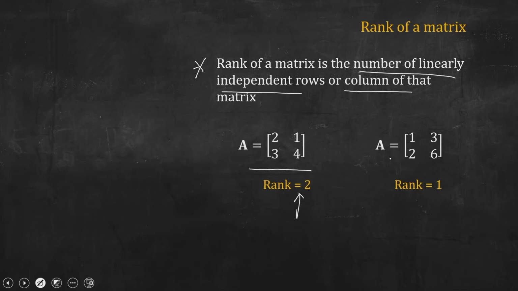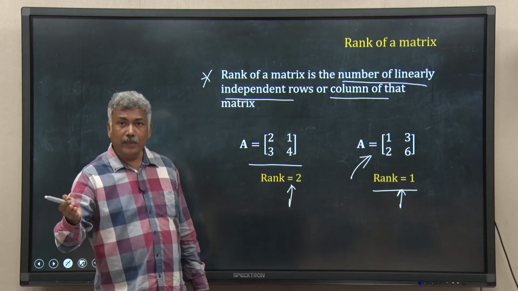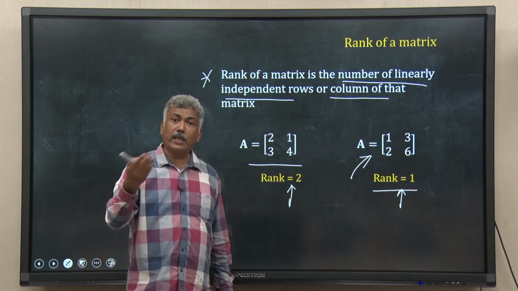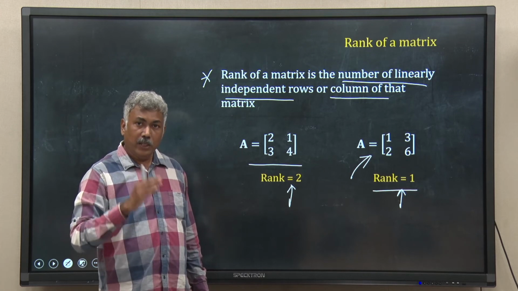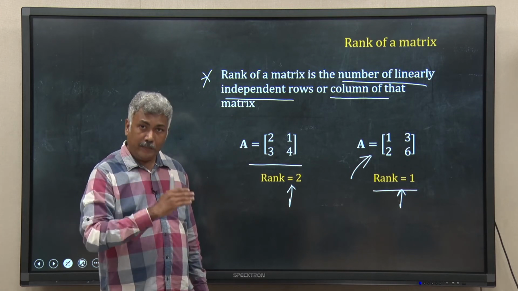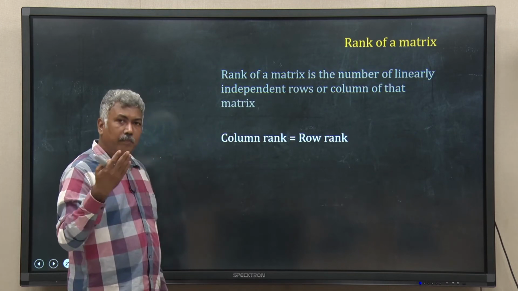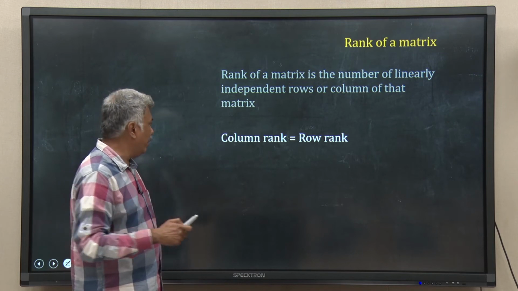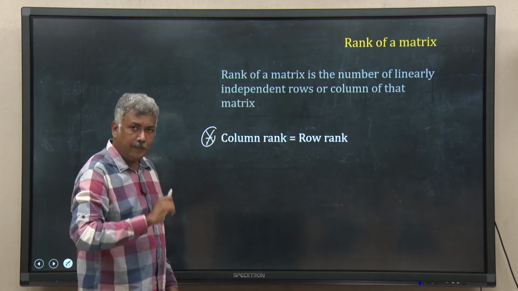Whereas, for the second matrix, for which the determinant was 0, the rank was 1, because I can convert one column to another column, or one row to another row. That means one row or one column will suffice for this matrix. So, it has rank 1. Now, one interesting thing, just like magic: it can be shown that the column rank and row rank of a square matrix are the same.